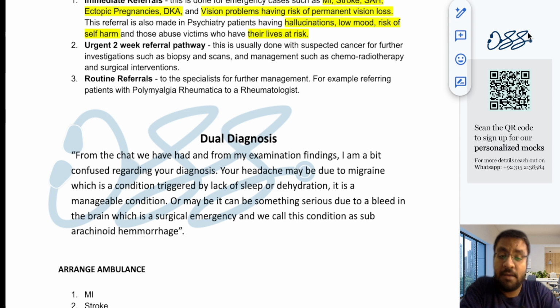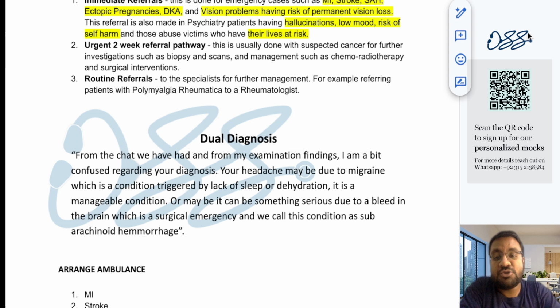If you're confused between two, and you're not inclined towards one particular diagnosis, then go for the dual diagnosis thing, because you'll be safe if you do that instead of giving a completely wrong diagnosis. Just imagine if the patient has subarachnoid hemorrhage and you're thinking it may be migraine, and you end up saying migraine and send the patient home. You're sending a patient with subarachnoid hemorrhage home, and the patient may end up dying because of your wrong diagnosis. So it's always better to go for the dual diagnosis if you're not sure.